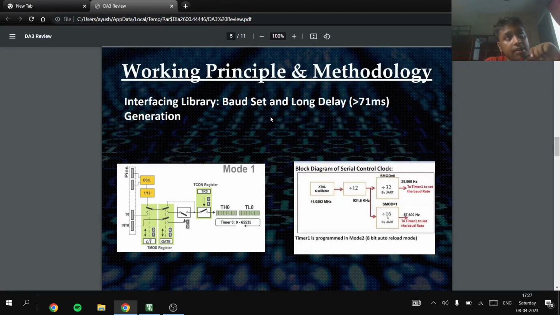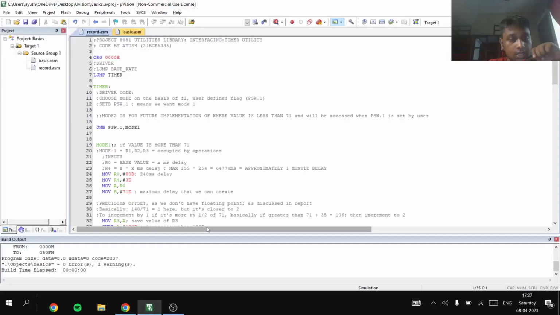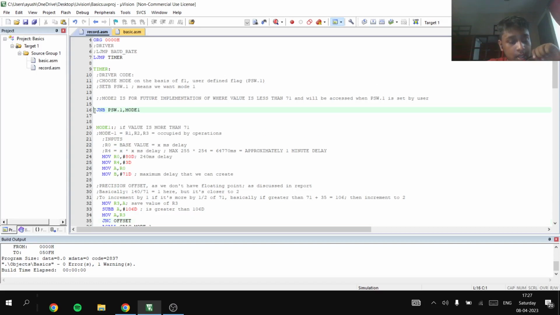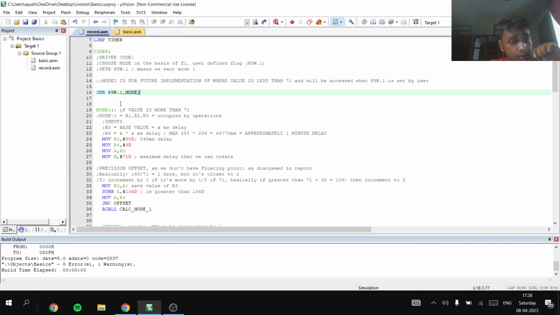The main idea behind this library is to require as minimum input from the user side as possible to generate long delays and set the baud rate. I'll talk about the timer first. I was going to implement it in mode 2. If you want to generate a delay less than 71 milliseconds, you could do so in mode 2. But for now I've used mode 1 only, and I'll be showing you mode 1.